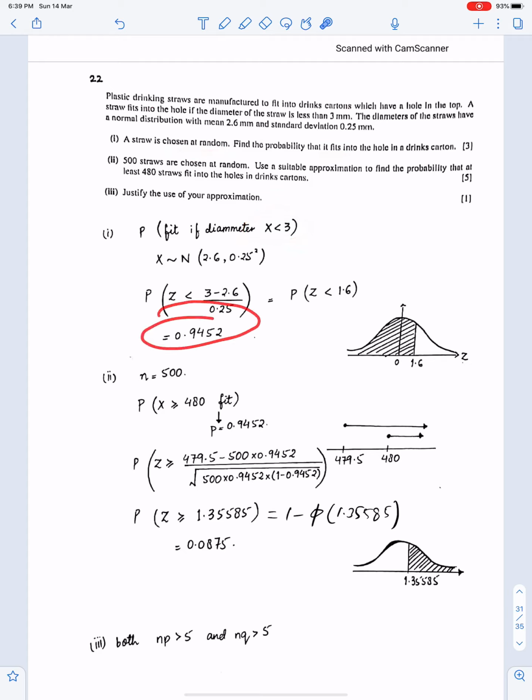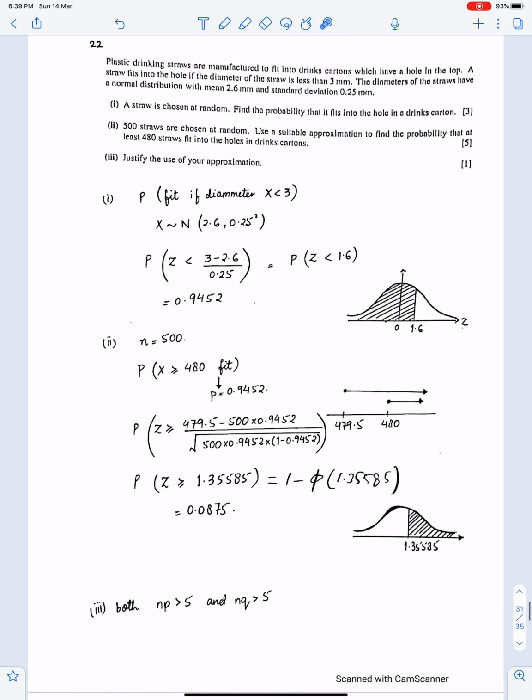This is simple. This is normal approximation, 500, at least 480. So the first number is 480 and this is the lower bound. This is NP, this is NPQ. Justification, because both NP and NQ are greater than 5. That's all. This is all from this lecture.